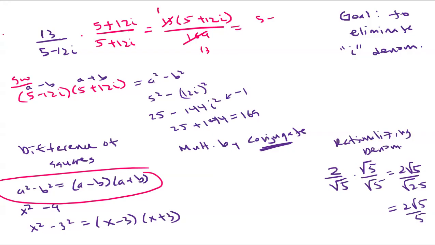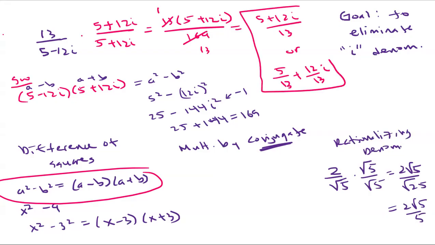So this becomes 5 plus 12i over 13. Okay. Or we can write it as 5 over 13 plus 12 over 13i. It doesn't matter to me. Okay. So both are correct.